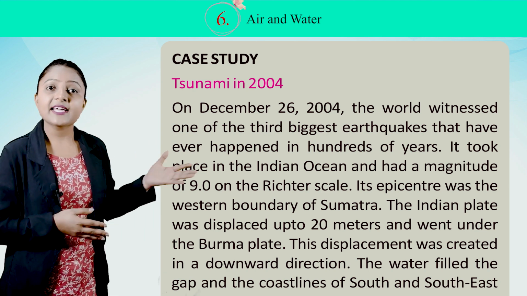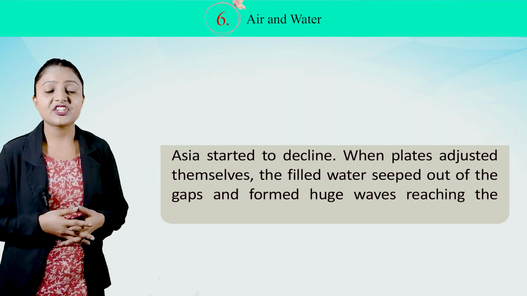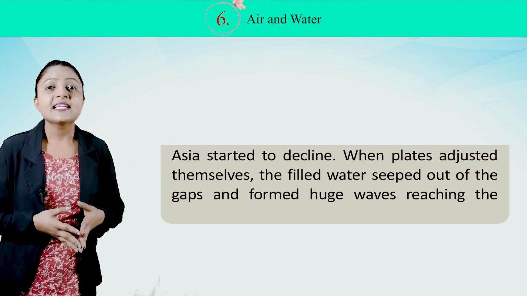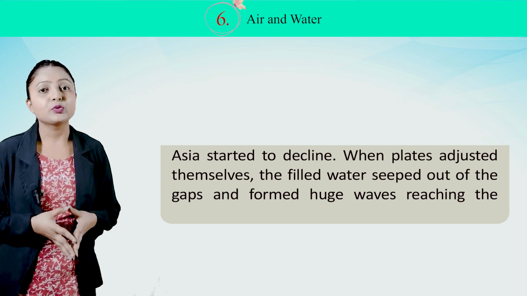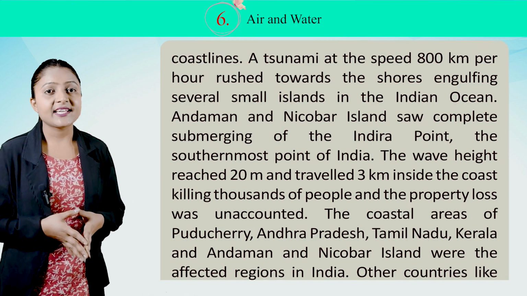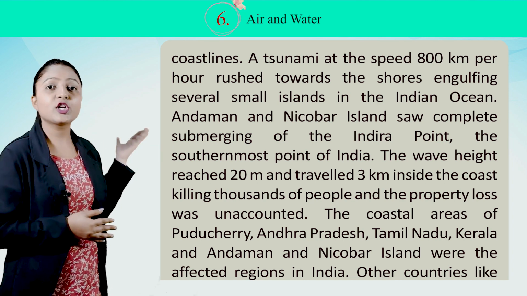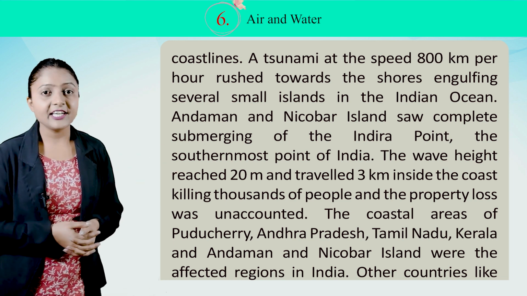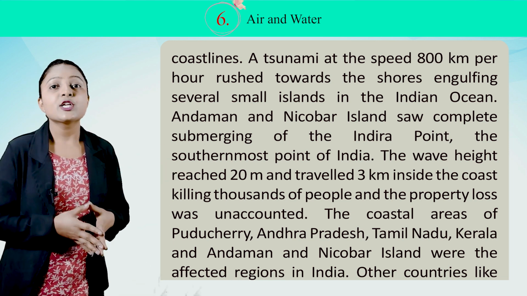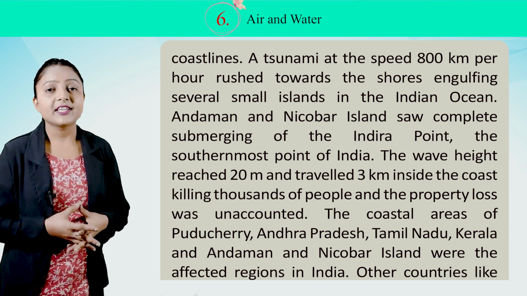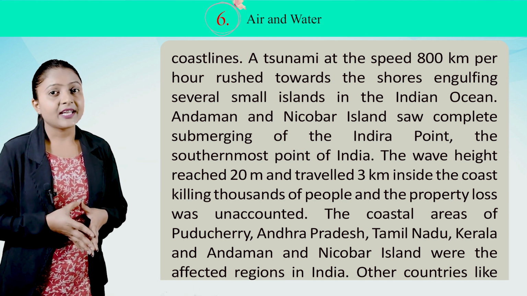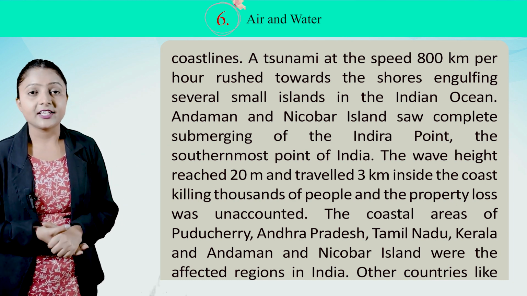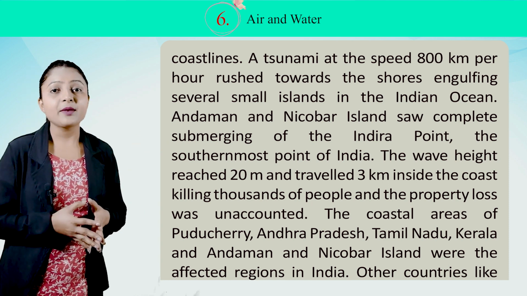This displacement was created in a downward direction. The water filled the gap and the coastlines of South and Southeast Asia started to decline. When plates adjusted themselves, the filled water seeped out of the gaps and formed huge waves. Reaching the coastlines, a tsunami at the speed of 800 km per hour rushed towards the shores, engulfing several small islands in the Indian Ocean. Andaman and Nicobar Island saw complete submerging of the Indira Point, the southernmost point of India.